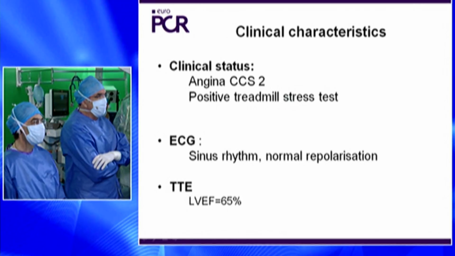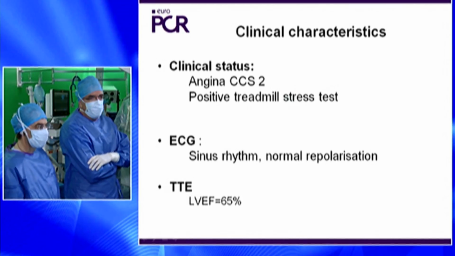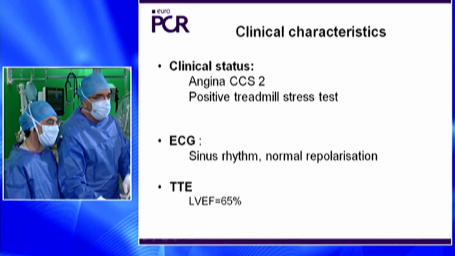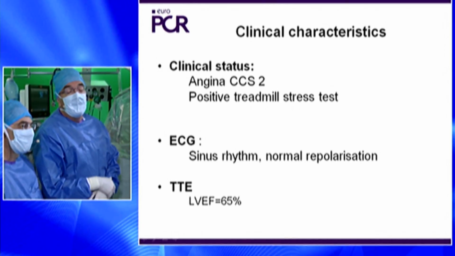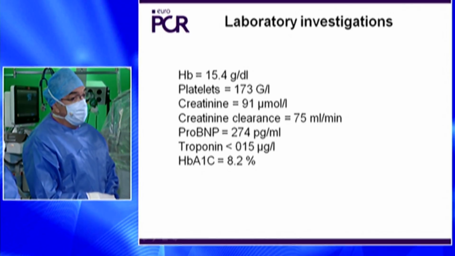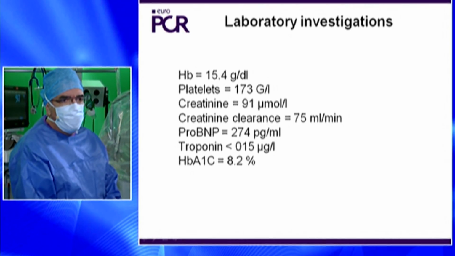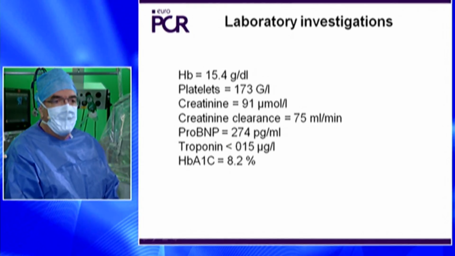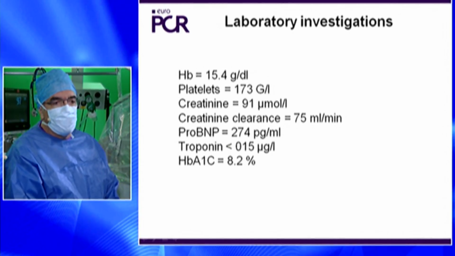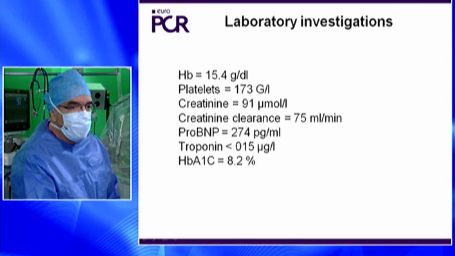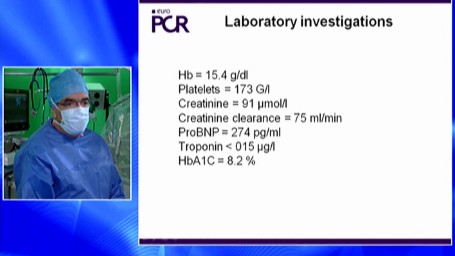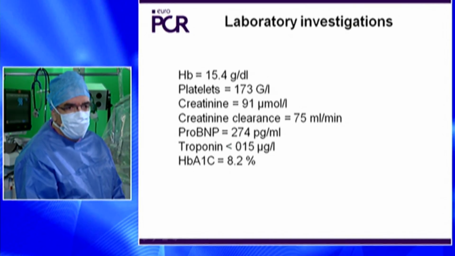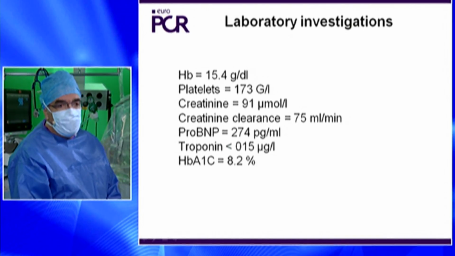Now he has chest pain during stress, a large positive treadmill stress test at 90 watts. He has ST depression of minus 2.5 millimeters. Baseline ECG is normal. LV function is normal by echo. These summarize the major laboratory characteristics with a normal serum creatinine. The GFR is at 75, but you could see that HbA1c is at 8.2%.